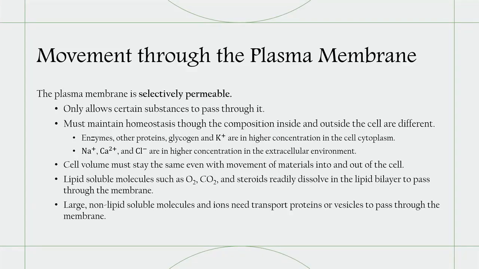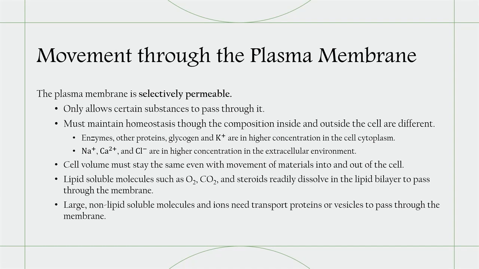So moving on here. There's other movement through the plasma membrane. Remember, the membrane is selectively permeable, so it only wants to allow specific substances and molecules to pass through it. This is really there to maintain homeostasis of the cell. There's homeostasis of an organism, but there's also homeostasis of the cell. That's really what it's trying to do.